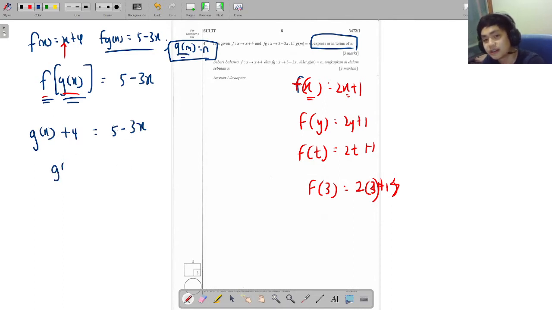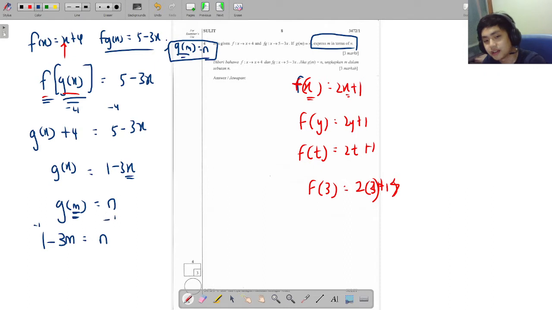So I can make g(x) the subject by simply minusing 4 on both sides. So it will be 1 minus 3x here. So I got g(x) already. And they gave me that g(m) equals n. So that means now I can replace x with m. So it will be 1 minus 3m equals n.